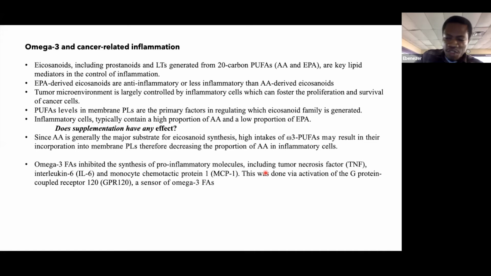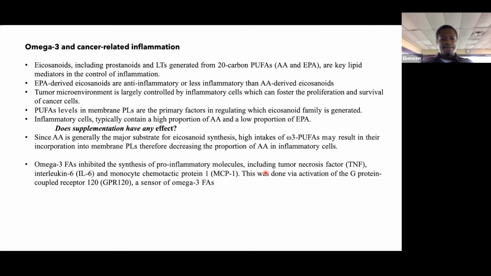At that particular position, it can either be esterified with omega-3 or omega-6. And once it is omega-3, then all things are fine. But if it is omega-6, then there's a problem. That means there's going to be a higher expression of inflammation.